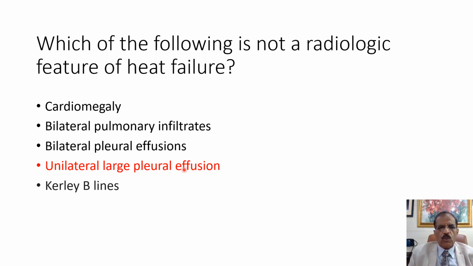It could be tuberculosis, it could be malignancy, it could be pneumonia, it could be some other thing, but not heart failure. In heart failure, you typically have bilateral pleural effusion, and if it is unilateral, that will be on the right side and small. A large unilateral pleural effusion clearly suggests an alternate diagnosis.